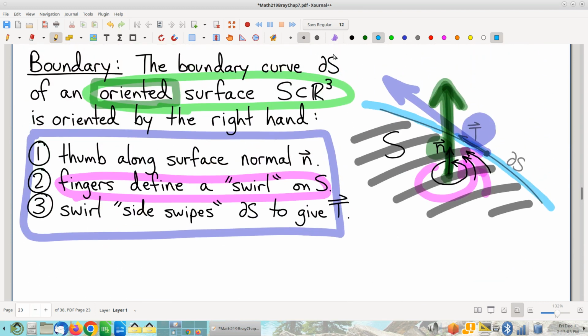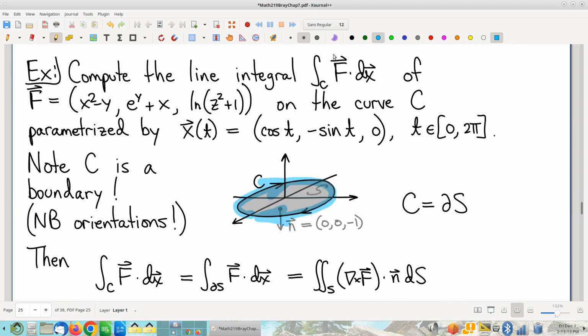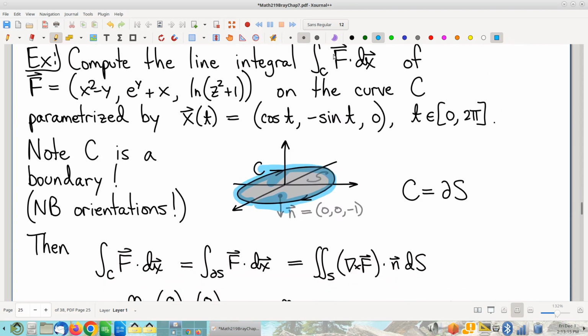The convention on boundary orientations is with thumbs and swirls, right? And with that in mind, here we are. This curve is totally a boundary. It's the boundary of that disk oriented downward, because thumb in the direction of the downward normal. Look at the fingers of my right hand, swirling the correct direction, the same direction that this curve is going.